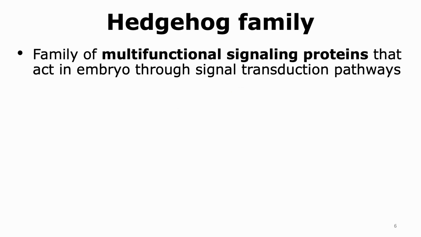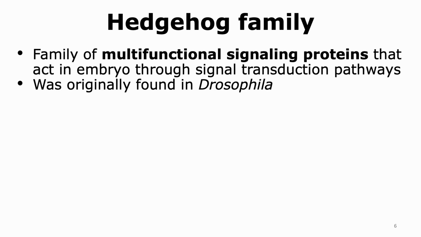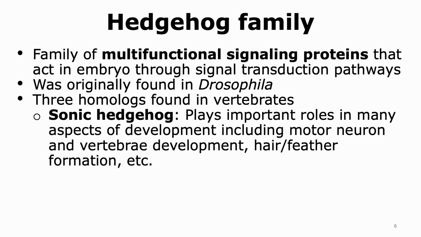The next family of paracrine factors that we're going to be looking at is the Hedgehog family. These are multifunctional signaling proteins that act in the embryo through signal transduction pathways and were originally found in Drosophila. Three homologs of this family are found in vertebrates.